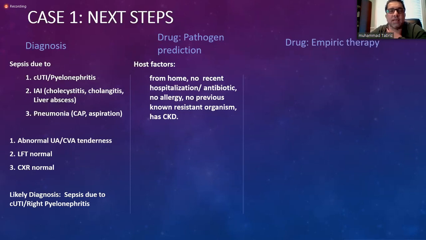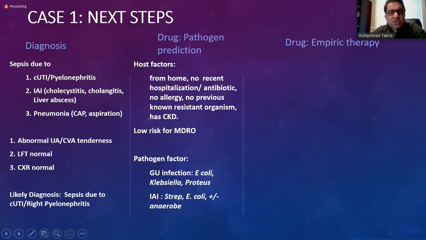So the idea, if some of you attended my first lecture, is to figure out if the patient has possibility of a resistant organism or not. Based upon this, we don't think this patient is likely to have a resistant organism. So low risk for multi-drug resistant organism. That's what it means, all this information.